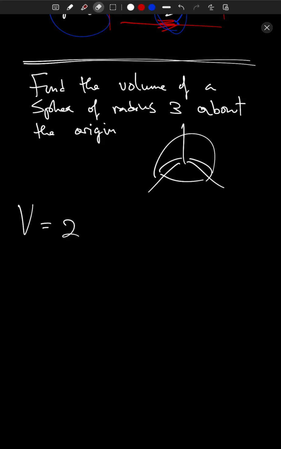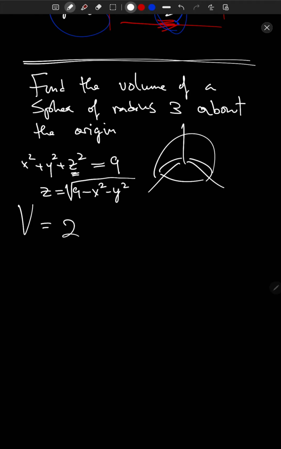Our function: the sphere of radius 3 about the origin is x squared plus y squared plus z squared equals 9. So the function we want is naturally in terms of z: z equals the square root of 9 minus x squared minus y squared. We're taking a positive square root because we want to integrate under the upper hemisphere. So this gives me my function, the f of x, y I want to integrate, and I'll move the V equals 2 down to here.